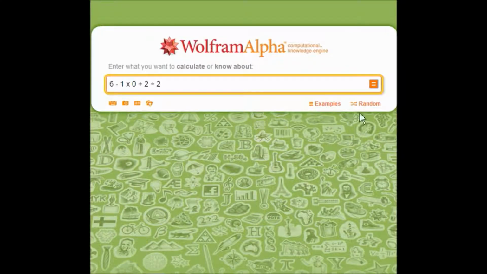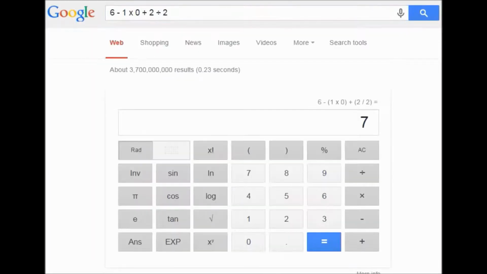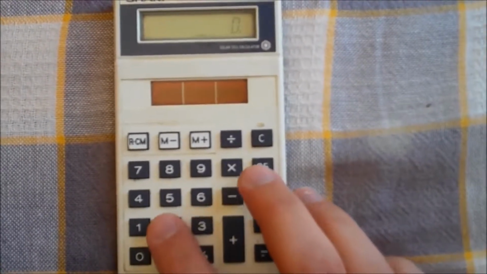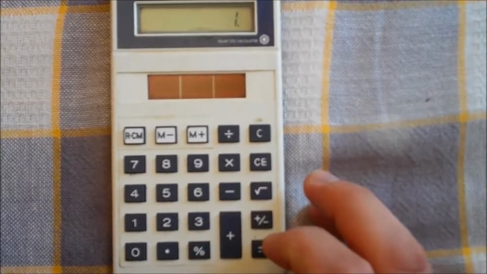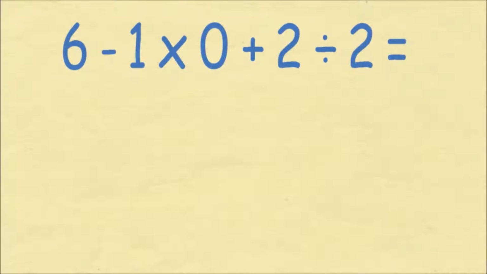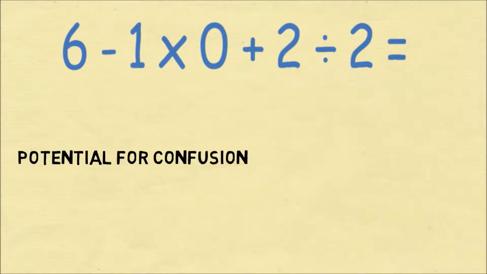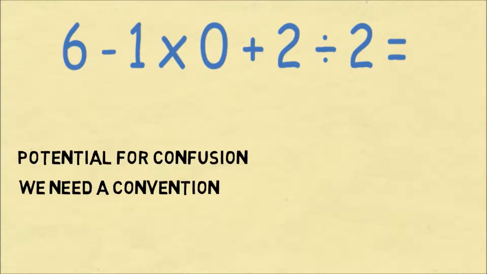When we type the expression into Wolfram Alpha, we get the result of 7. Similarly, when we type it into Google, it also evaluates to the answer of 7. The disagreement comes because if you type the same expression into an old school calculator, it will evaluate the result as being equal to 1. So what's the correct answer? Well, clearly there's a potential for confusion. And to avoid that, we need to come up with a convention of how to evaluate these expressions so there's only one answer.